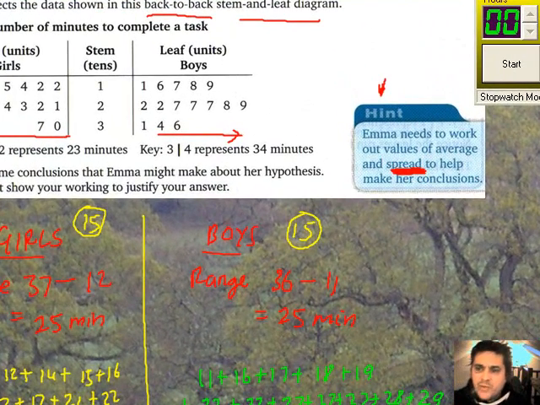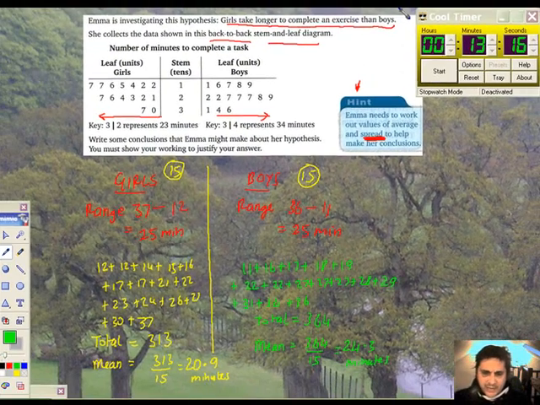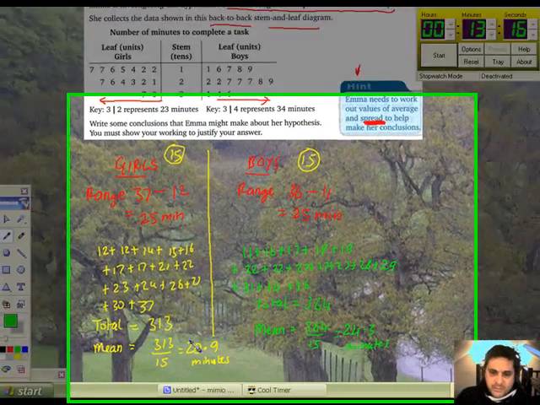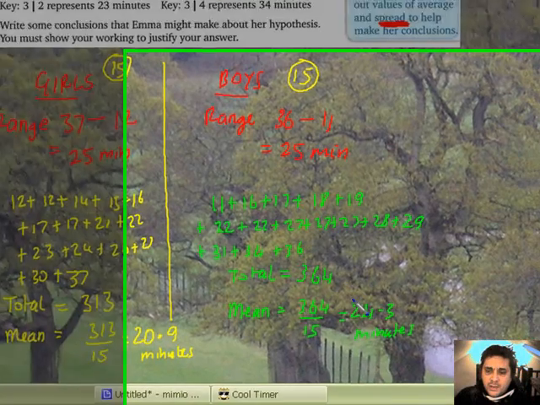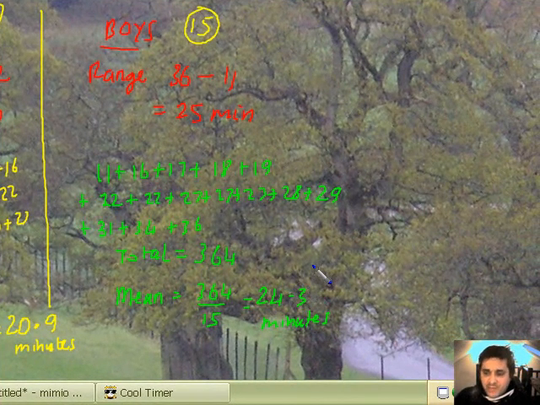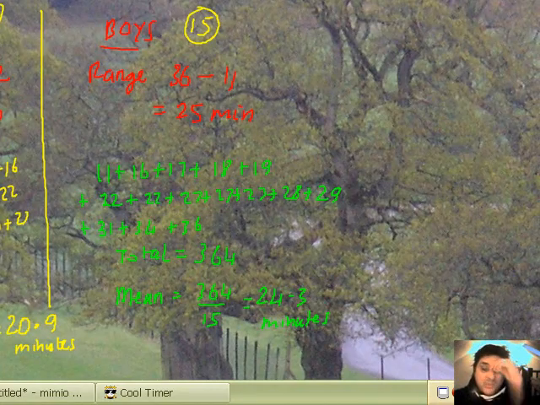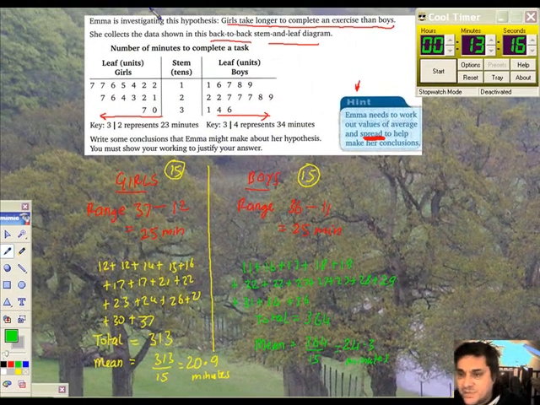Right, resuming the story. Hope that wasn't too bad. I've done my calculations. I can see here on the left-hand side that the girls' mean is 20.9 minutes, and the boys' mean, worked out exactly the same way, was 24.3 minutes. So Emma was totally wrong about that. It's the boys who take much longer to complete the exercise than the girls. Therefore, the girls are much quicker at completing the exercise than boys, and that's our conclusion.